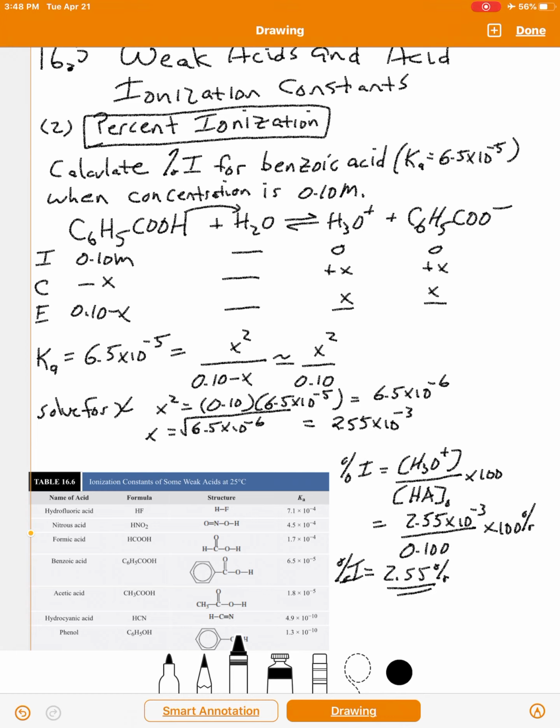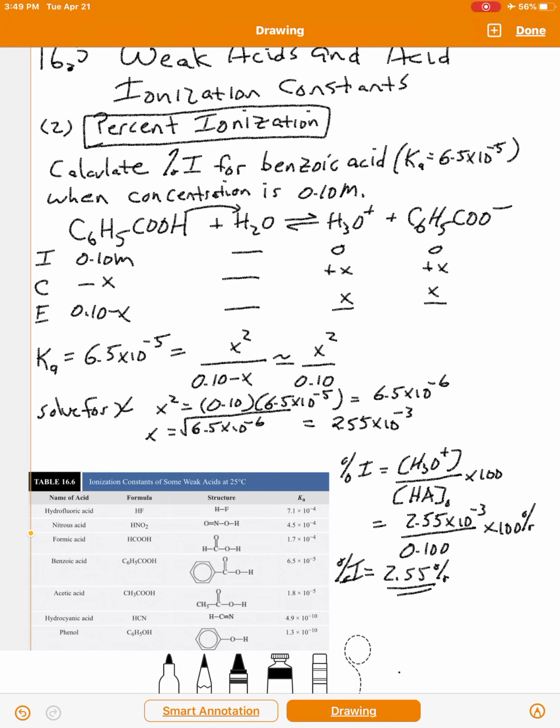In other words, the benzoic acid, 97.45%, right? 100 minus 2.55, that amount didn't react. It's dissolved in the water, but it's unreactive toward the water. So only a small percentage of the benzoic acid reacted. Okay? Now, what would happen if we changed the initial concentration? Suppose that instead of making it 0.1 molar, we made it a little different, like 0.05 molar.